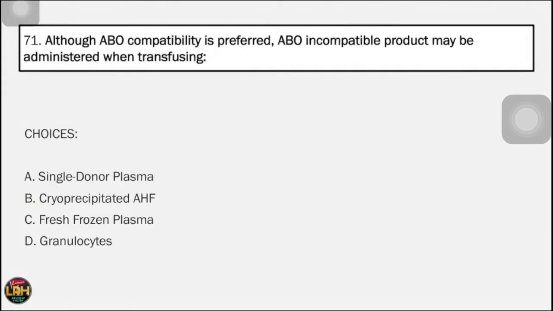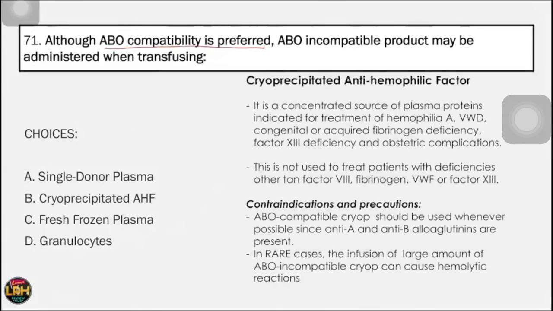Number 71. Although ABO compatibility is preferred, ABO incompatible products may be administered when transfusing A. Single donor plasma, B. Cryoprecipitate antihemophilic factor, letter C. Fresh frozen plasma, or letter D. Granulocyte. So, the answer here is letter B.